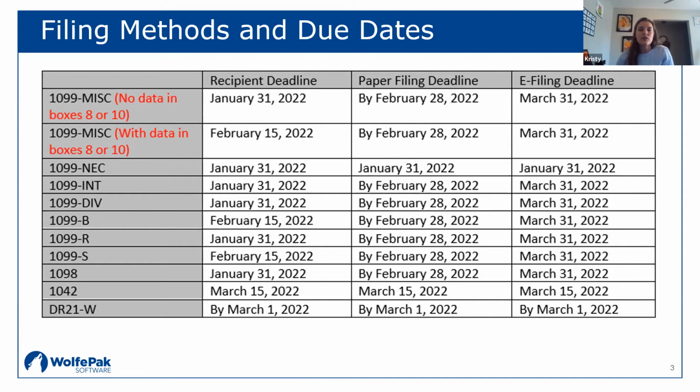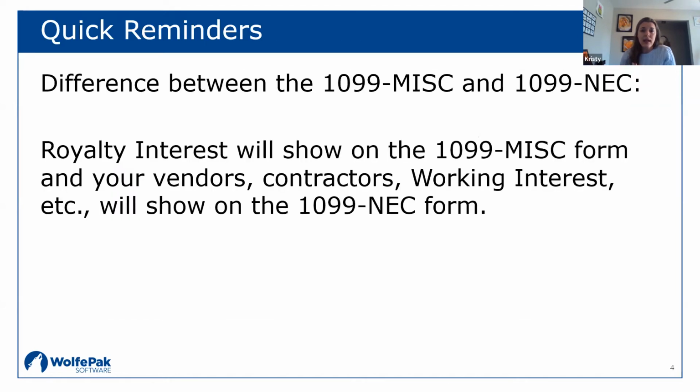Just a couple of quick reminders that I wanted to point out because we had a lot of questions about this last year. As a reminder, the 1099 miscellaneous form is where you're going to see information for your royalty interest owners. So Brent, on that next slide, we will have that information. Remember that your royalty interest is going to show up on those 1099 miscellaneous forms. Your working interest or AP vendors, any of those other monies that you send out and you need to report, those are going to be on a 1099 NEC form. I wanted to point that out because we had a lot of confusion about that last year.